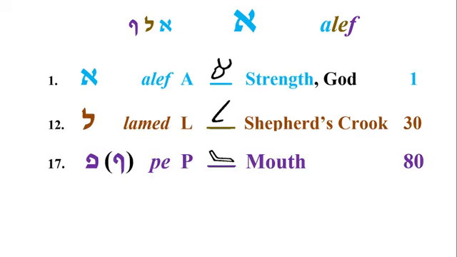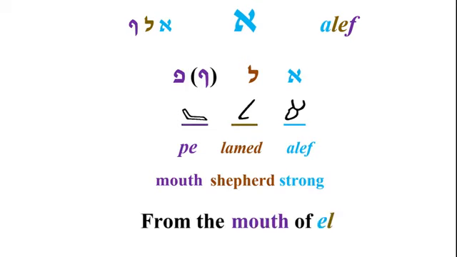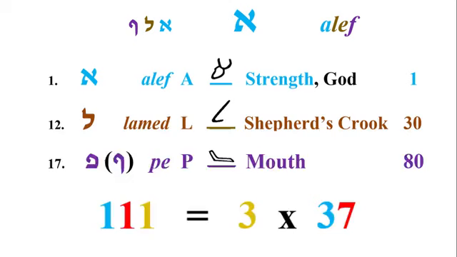And then you have the Pei. Pei represents mouth. So just from the first 3 letters here, the 3 letters in Aleph, you have from the mouth of El. From God's mouth. Very nice. And notice the gematria of Aleph. Aleph is 1, Lamed is 30, Pei is 80. It adds up to 111, which is 3 times 37. There's our 37s again.